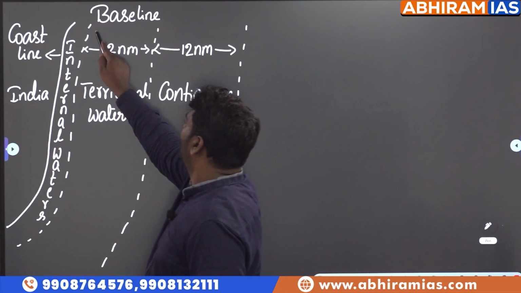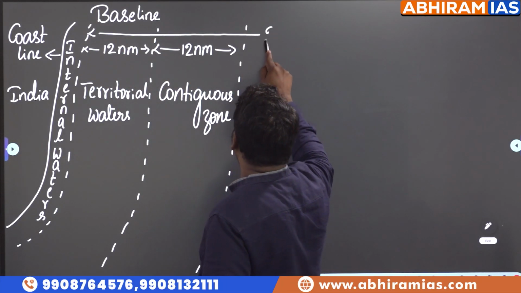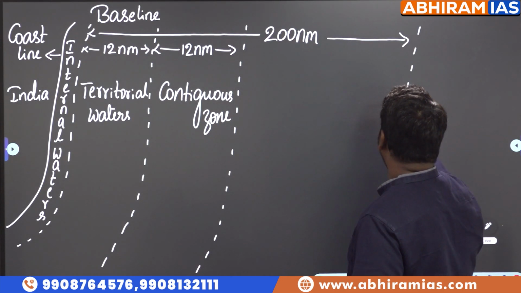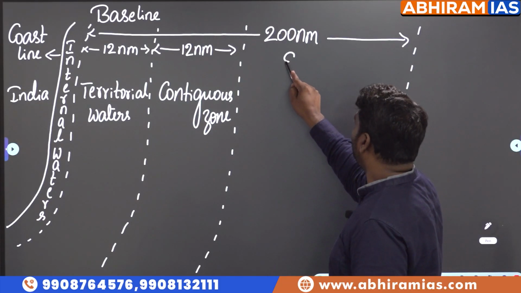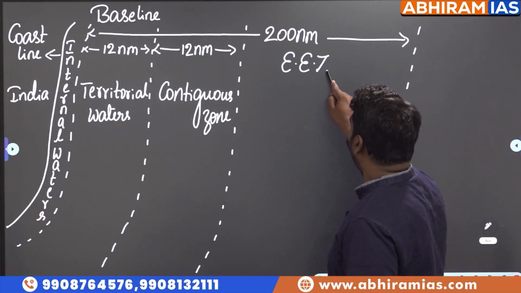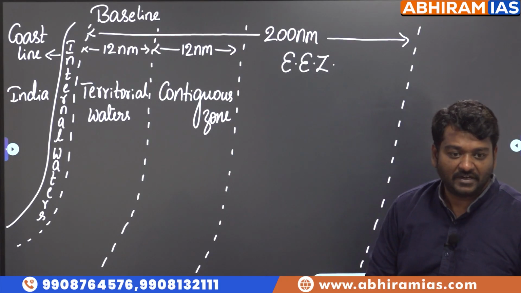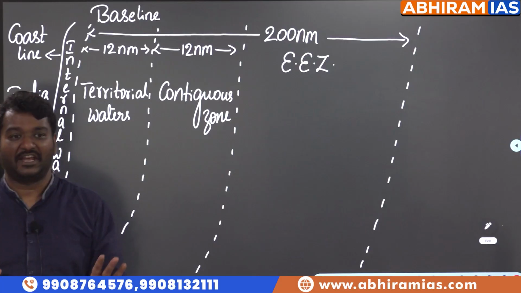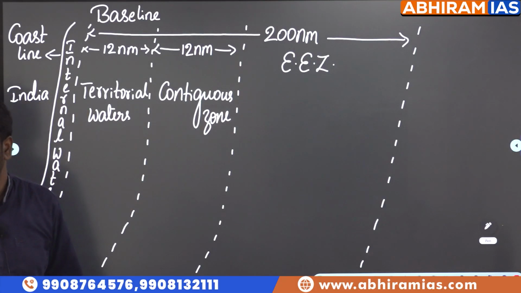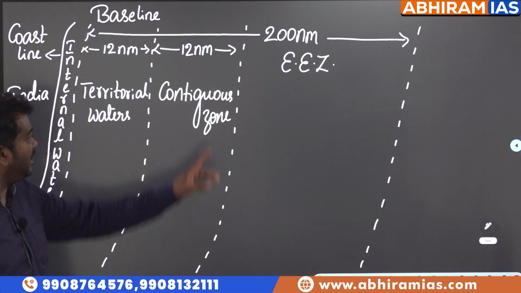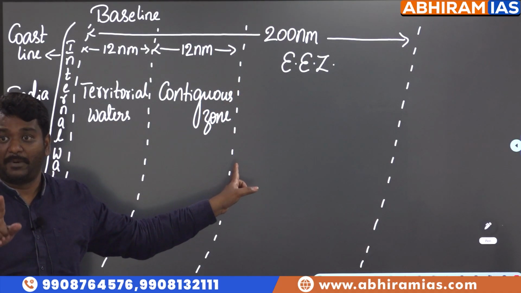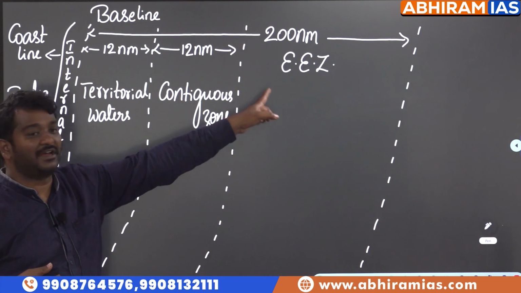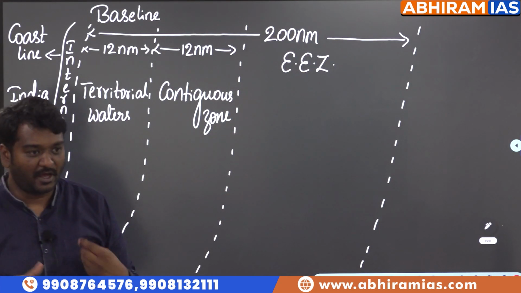And then from here, 200 nautical miles is called the exclusive economic zone. EEZ we call it. What is the exclusive economic zone? Here, economic activities can be done by this country. Fishing can be done. Oil can be taken. Can anyone come to this region? Yes. But they cannot do fishing. They cannot take resources. Economically, this area belongs to me. Are you getting the point?